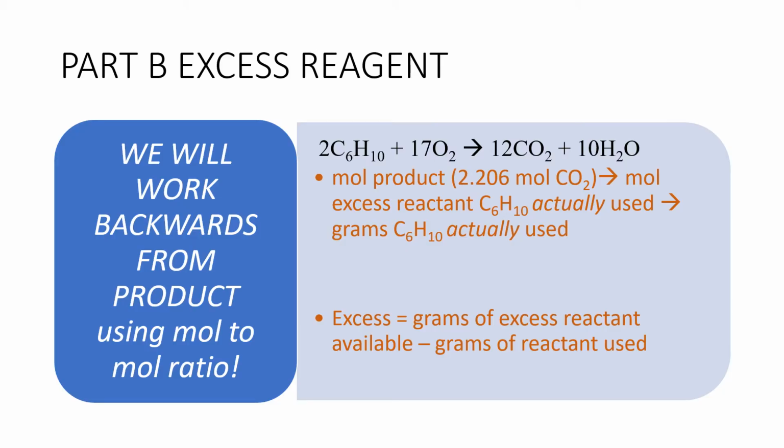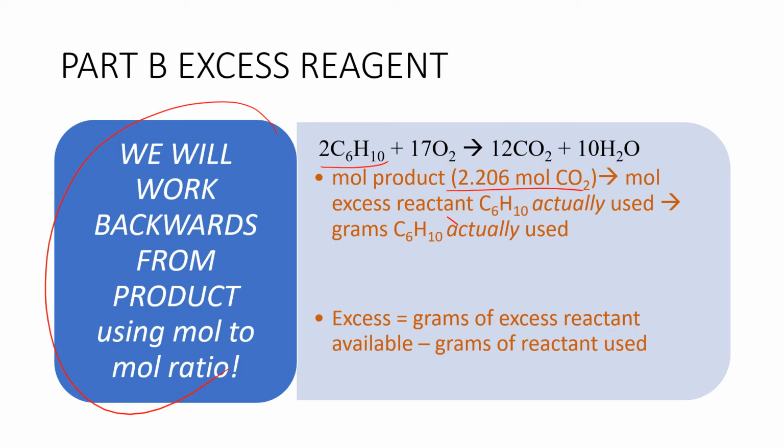Okay, so now we can figure out excess reagent. And what we want to do here, recognizing the fact that we could only produce 2.206 moles of CO2, is find out how much C6H10 we really needed to generate 2.206 moles of CO2. In order to do that, we're going to have to work backwards from our product CO2 to find out how much C6H10 we really needed. Okay, so let's do that.